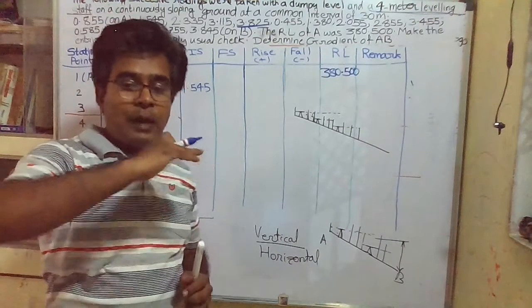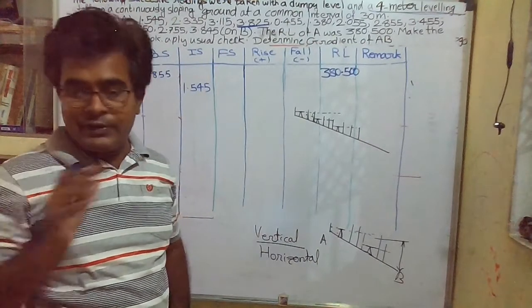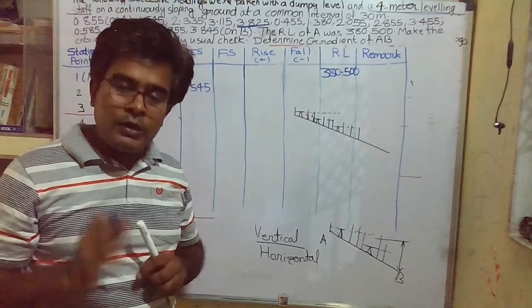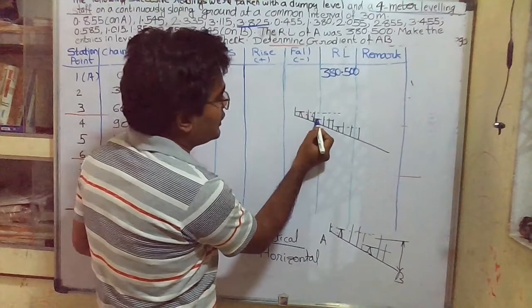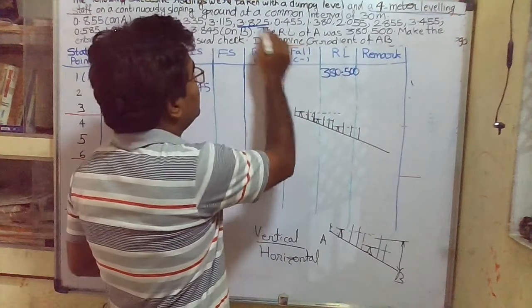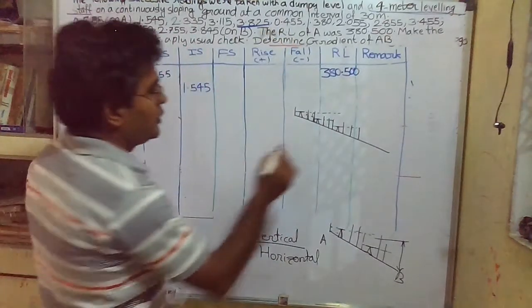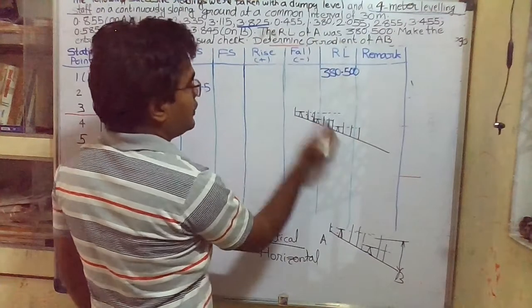This means that after this point we are unable to take readings from the same setup of the instrument. So what we have done is shift our instrument to a new location and take the reading again. Then we are getting a lower reading here. So this is our change point. Again we are taking readings. We have taken the backside at the same point.